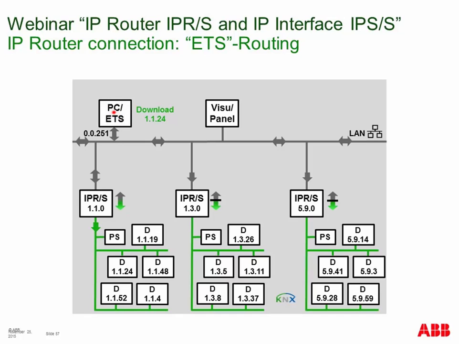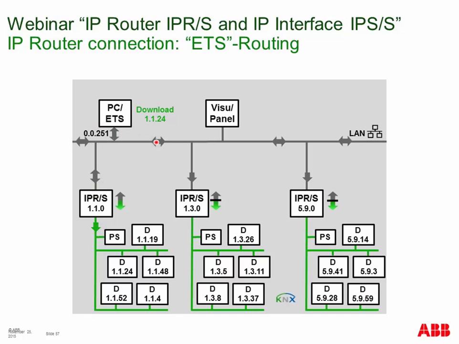So we go to the ETS, create a new routing connection, we select this routing connection, and then for example we download a device with the individual address 1124. So what happens? These telegrams are now packed in so-called multicast telegrams and go on our IP network. The telegrams go on the left side, on the right side, and down to this IP router. This IP router is looking at the multicast address. Yes, it's for me. Then it forwards it, depending on the physical address, into the line, and the device receives the download.